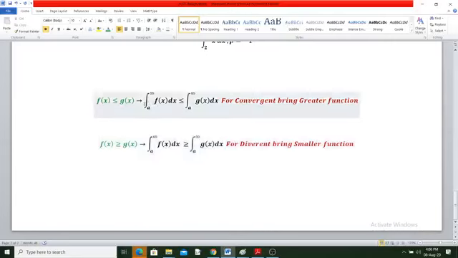Now another question is how to make this greater or smaller function. The answer is that there is no hard and fast rule to make these greater or smaller functions, but by your previous knowledge, your intuition, your expertise, you have to make this function. We will discuss in the next examples how to make these greater or smaller functions, but there is no hard and fast way. So let's come to the lecture.